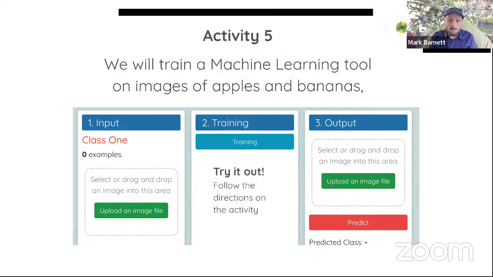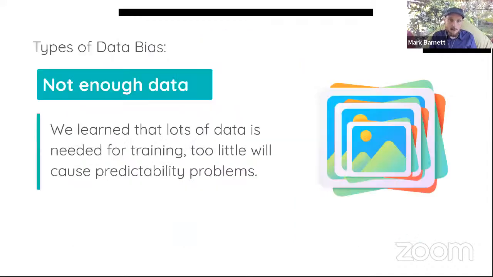Well, there are 3 main types of bias when it comes to data. The first one is that there's not enough data. I only gave it 10 pictures of apples and 10 of bananas. That's not really enough for it to be really good at identifying. So the first type of bias is that there just isn't enough data for us to quantify.